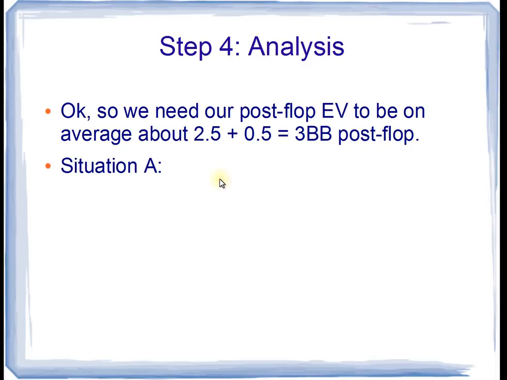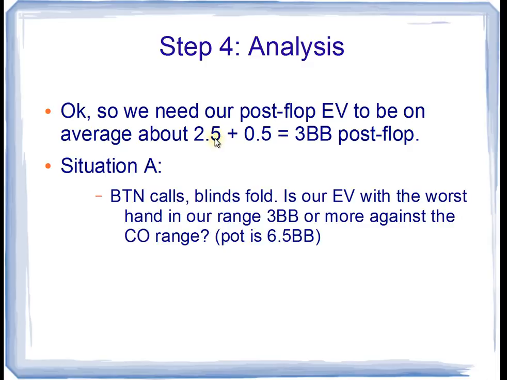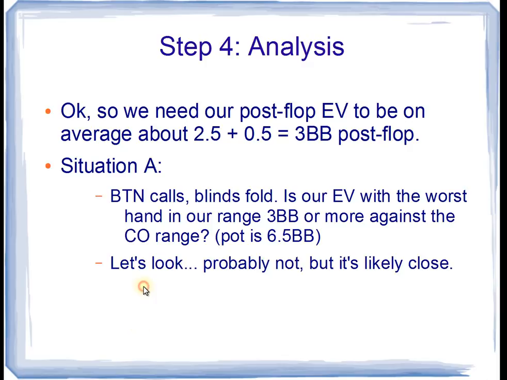So there's two situations. Situation A, the button calls and the blinds fold: is our EV with the worst hand in our cutoff opening range 3 big blinds or more against the button's range? Remember, the pot is 6.5 big blinds if we open the cutoff, the button calls and the blinds fold. So on average, do you think our EV is 3 big blinds post-flop in this situation? That's less than half the pot. Let's look. Probably not, but it's close.